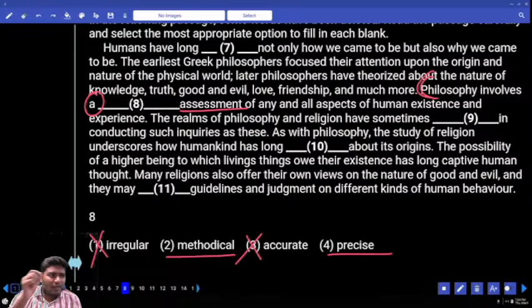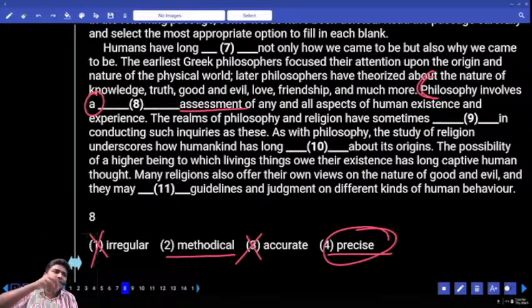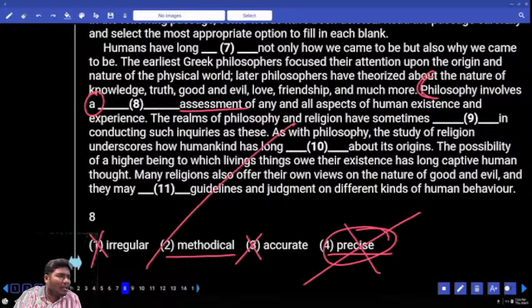Now philosophy, we are speaking about philosophy. Philosophy involves methodological assessment of any and all aspects of human existence, or precise. Precise, in the sense, you got this word a couple of days ago. What do you mean precise? Exactly, to the point. Now philosophy is something which exactly finds out why human beings came, or philosophy is just a methodological assessment, how humans evolved and all. Now if we say precise, everybody knows how human evolved. Did we still get the answer of how human existed? Till now we did not get it. If you use the word precise, you are going against all the science. Absolutely out. You can only go with the methodological.